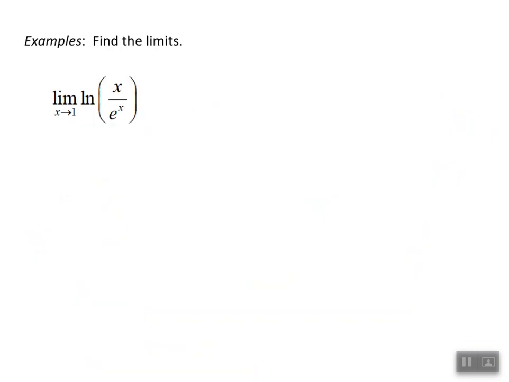Let's take a look at some examples. Find the limits. The limit as x approaches 1 of natural log of x over e to the x. So remember, if we can, we always want to just try substitution. Let's give it a shot. Natural log of 1, let me write that properly, 1 over e to the 1.